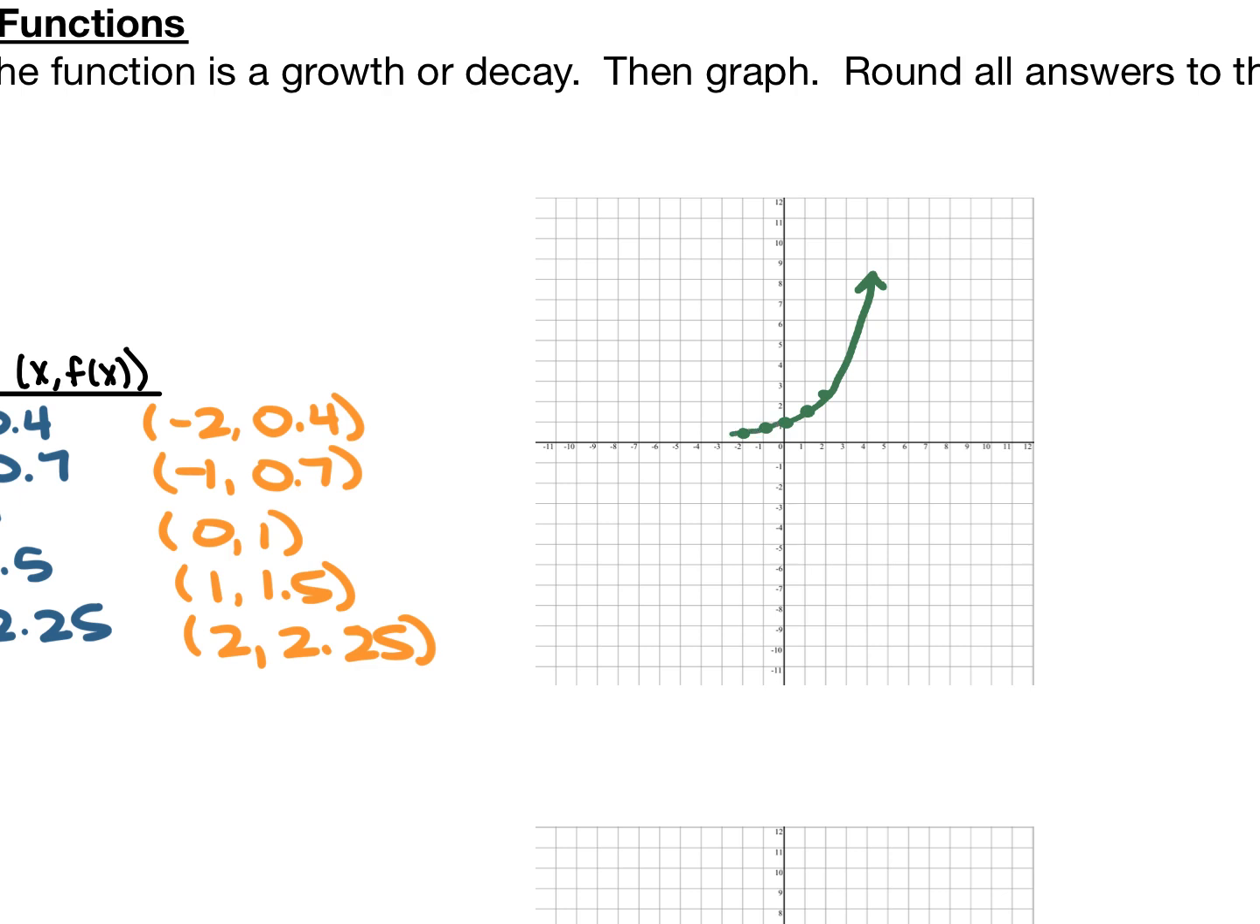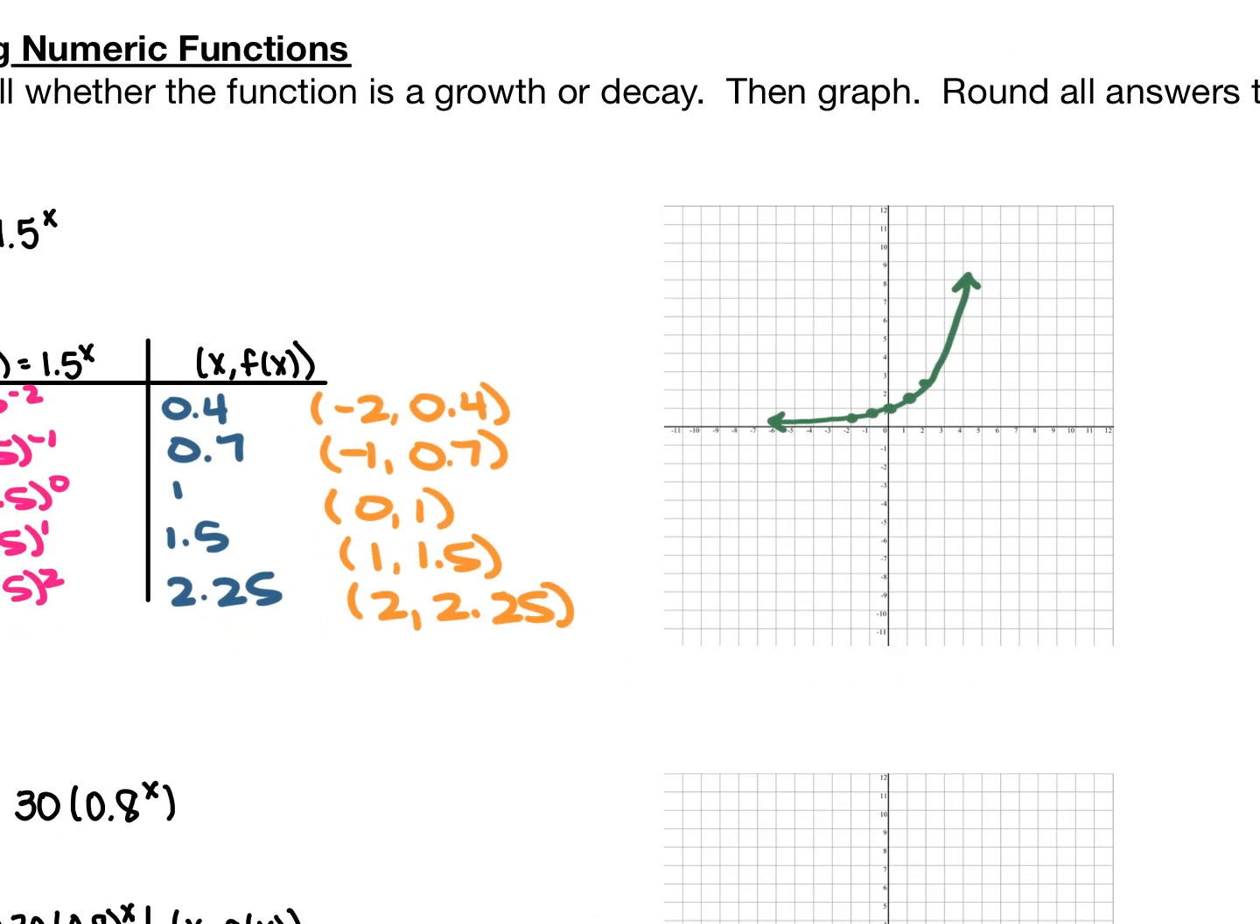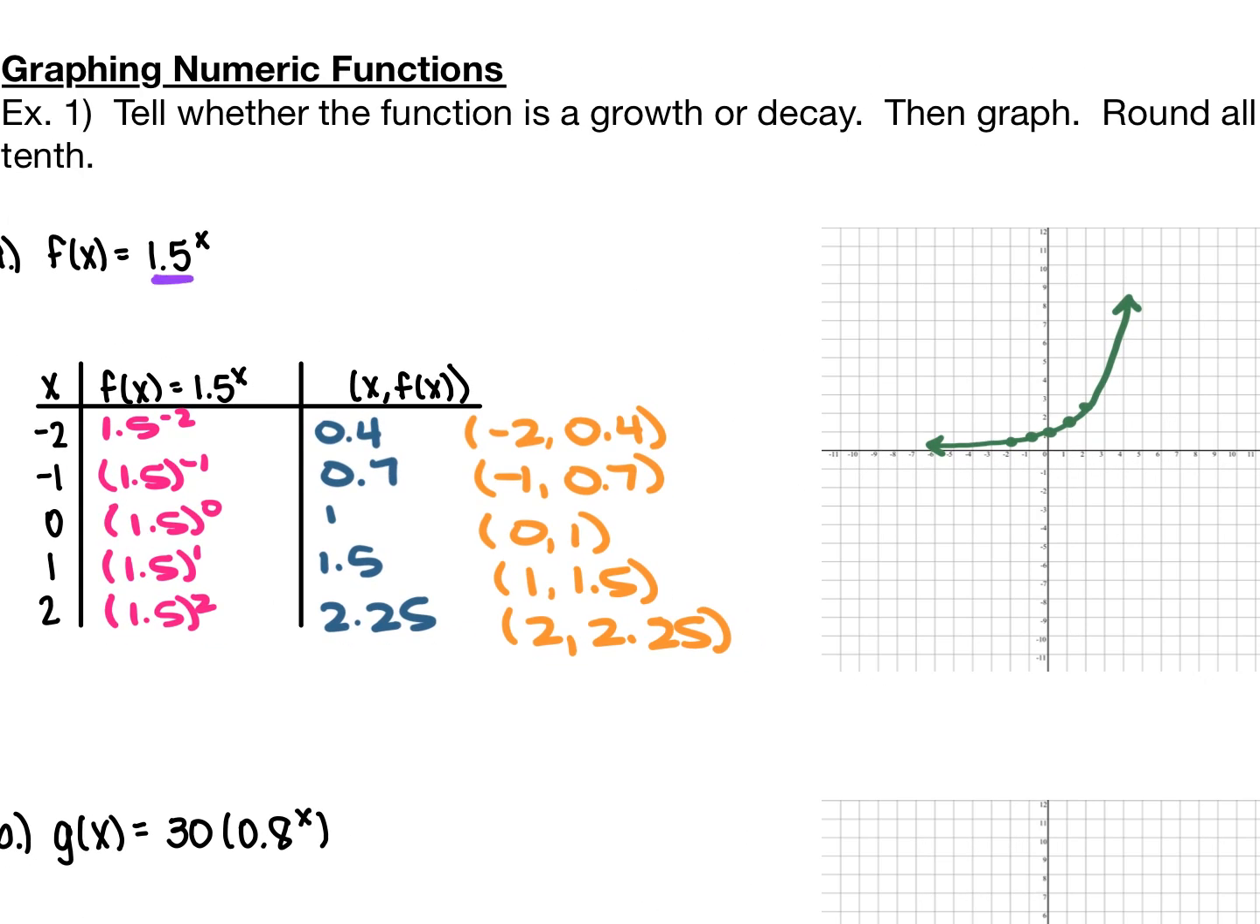As it goes to the left, it's going to get really close to that x-axis, but it's not going to touch or cross it. By looking just at the graph, you have a growth here because it goes up from left to right. You can also look at your base, which is 1.5. It is greater than 1, so there's a growth on this function.